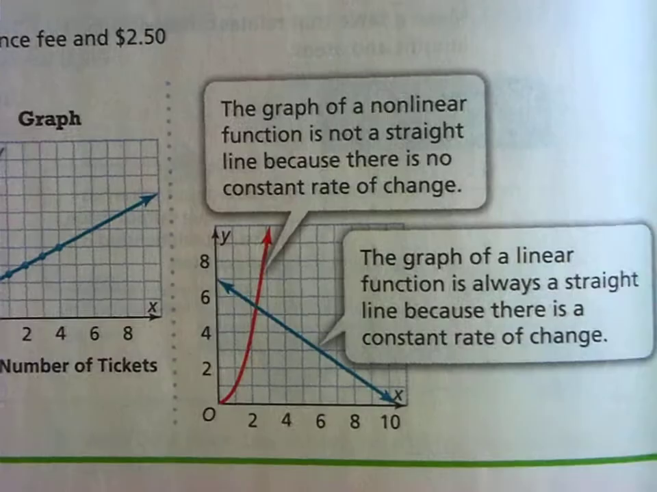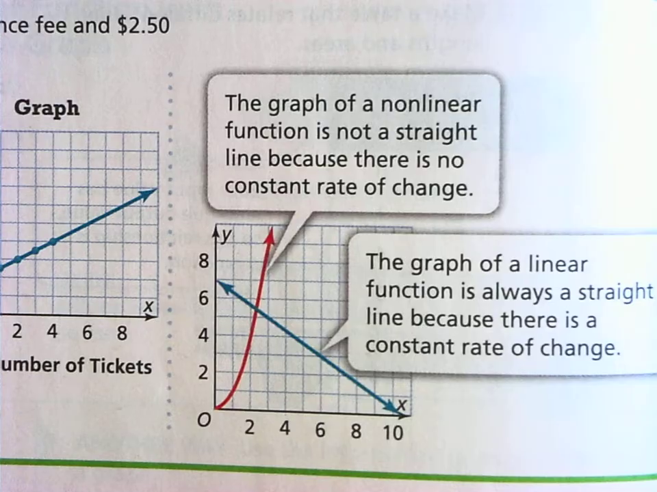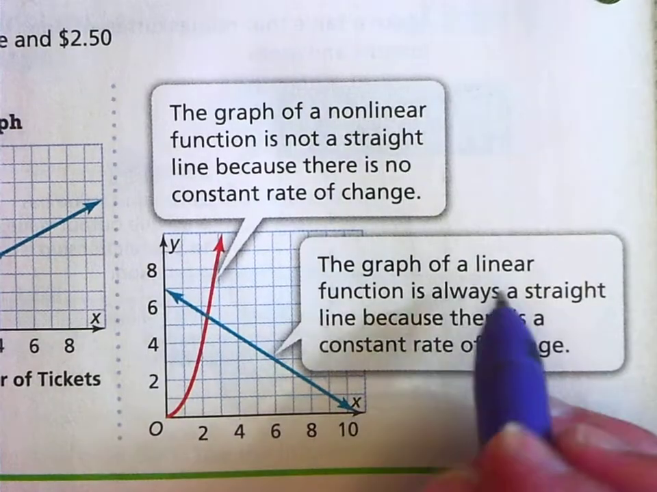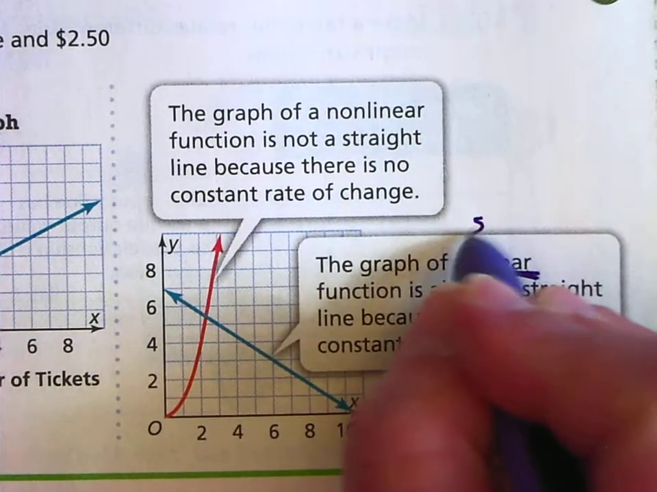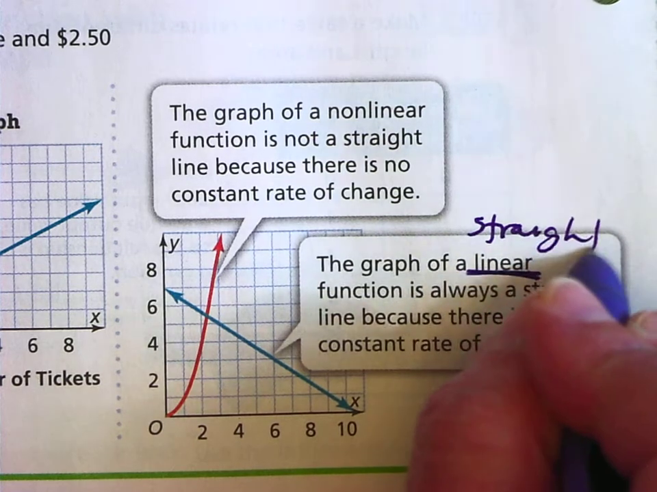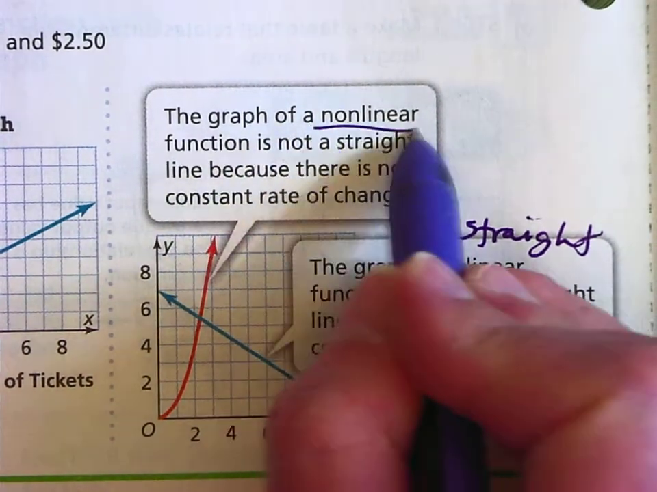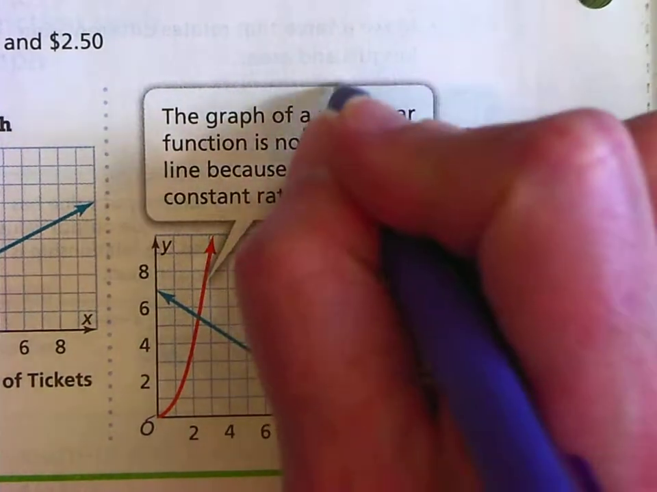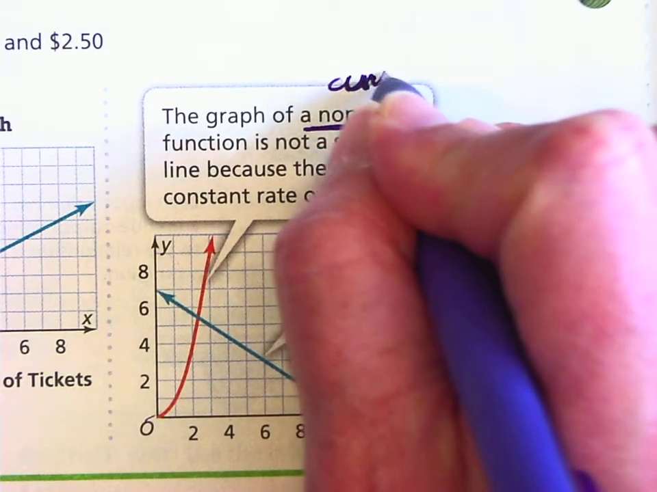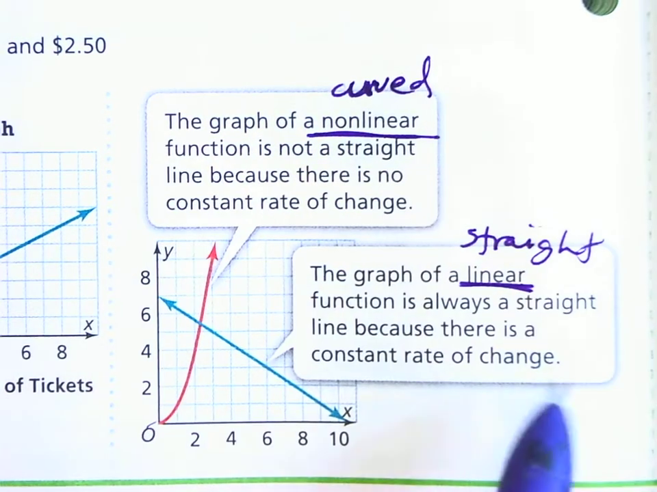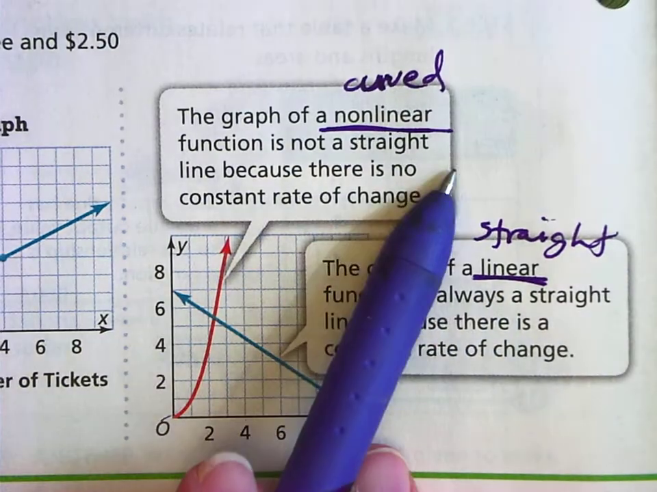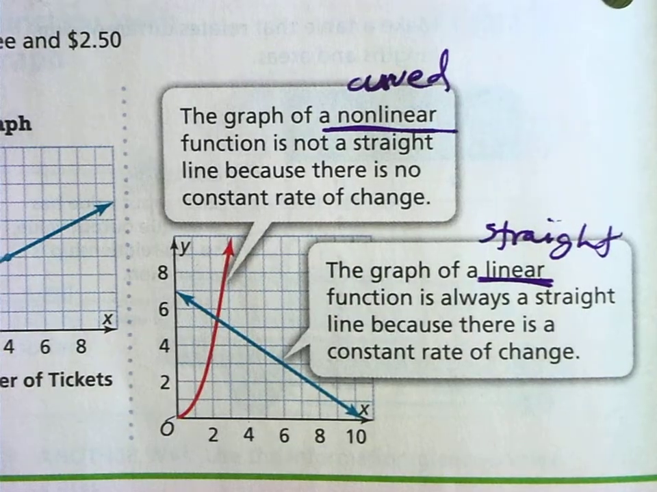So now when you're looking at graphs, you have what's called linear and nonlinear. Okay, so linear would be the blue line, straight line. Linear would be a straight line. Nonlinear is the red line, so that's a curved graph. Linear is a straight line, nonlinear is a curved graph, okay?